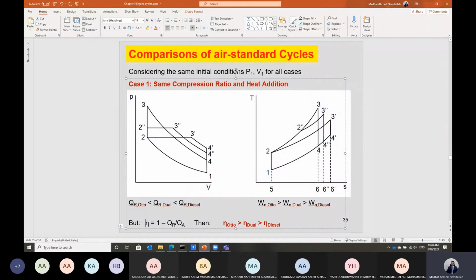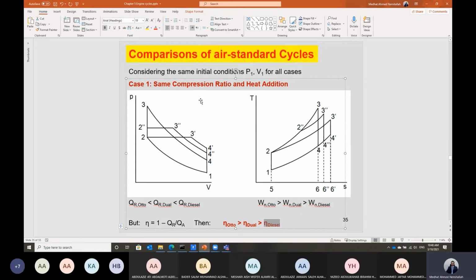Then, we have the thermal efficiency equal to 1 minus Q rejected over Q added. We have the same Q added. If the Otto cycle has the lowest value of the heat rejected, that means this term will be the lowest in this case. So 1 minus the lowest means the efficiency will be the highest in this case. And that's why the efficiency of the Otto cycle will be greater than the efficiency of dual, and the efficiency of dual is greater than the efficiency of the diesel cycle in this case.